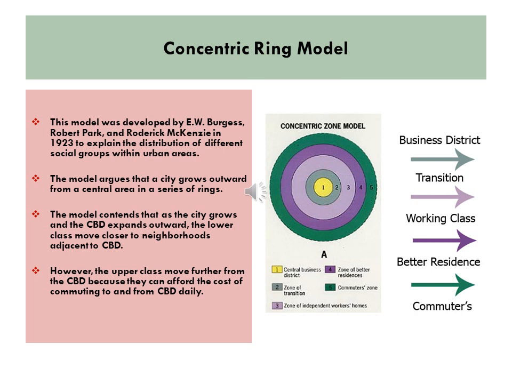Let's now look at the various urban growth models that have been proposed by different scholars. One of them is called the concentric ring model. This model was developed in the early 1920s by sociologists Burgess, Robert Park, and Roderick Mackenzie. In this model, they attempted to explain how different social groups within a given urban area are distributed. And the model observes that a city grows outward from a central area in a series of rings.